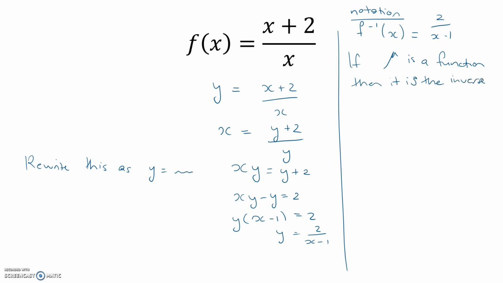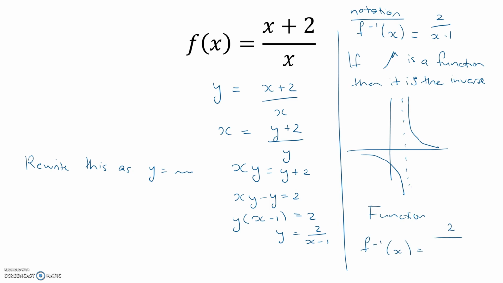And remember, I said on the previous slide that we were checking to see if it was one-to-one. If it was one-to-one, then we can see that the inverse would also be the same. So let's look at that. The graph of the inverse is going to look a bit like that. And again, that's a function. So we're good to be able to say that the inverse is 2 over x minus 1. That is the function that undoes the original function of f of x equals x plus 2 over x.